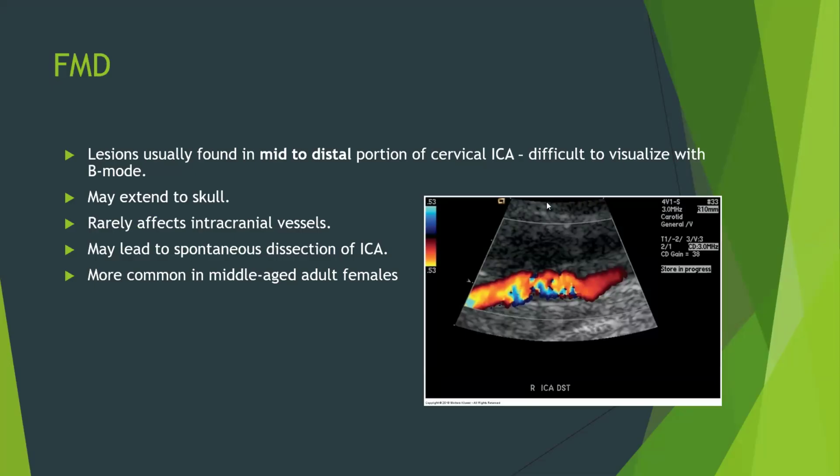Lesions are usually found mid-distal, like I was talking about, and it's difficult to visualize in B-mode, but once you turn color on, it can be a little bit easier to see. It can extend all the way into the skull itself, but it rarely affects the intracranial vessels. So again, if it's distal, we're getting elevated velocities, let's turn on color and see if we can see that FMD.